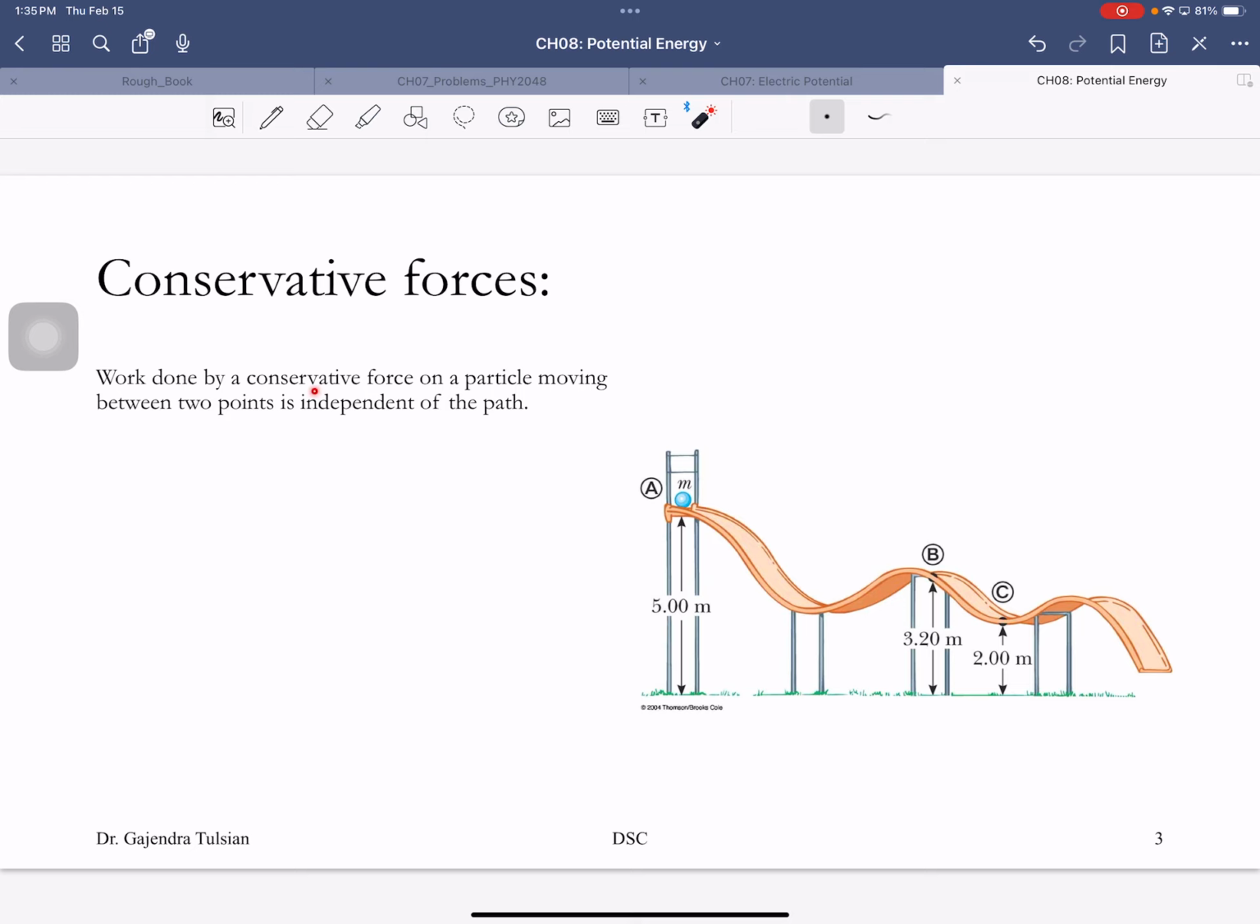So work done by a conservative force on a particle moving between 2 points is independent of the path. Okay? So this is the definition of conservative forces in words, but you already know the mathematical meaning behind it. What is a conservative force? A force that can be given like so. And what was this part of the statement? Between 2 points is independent of the path. Well, work done by this force was given by this integral.